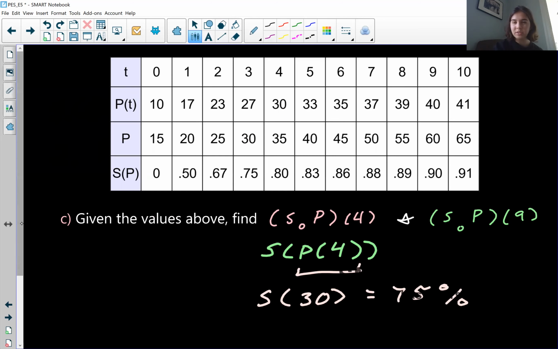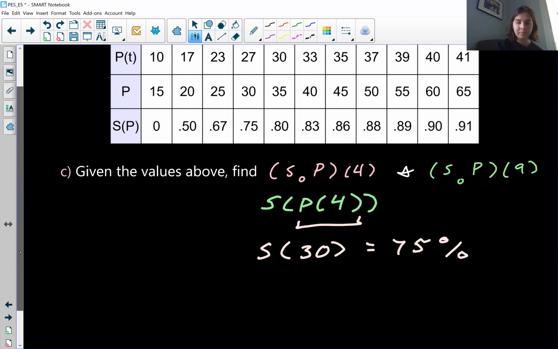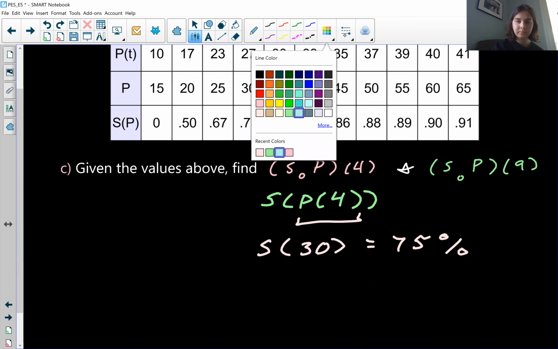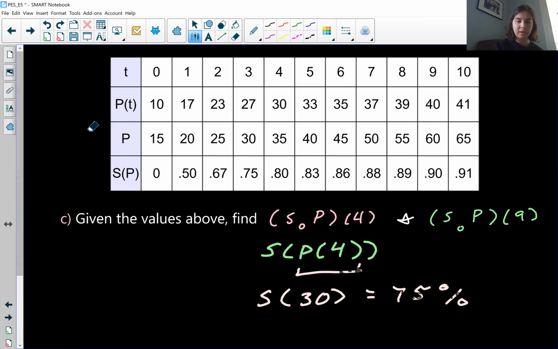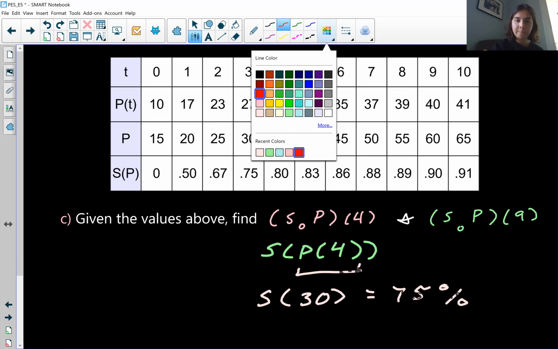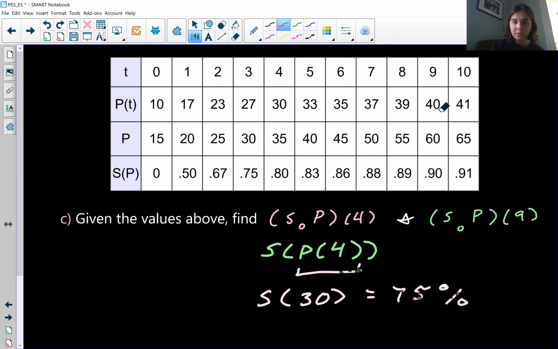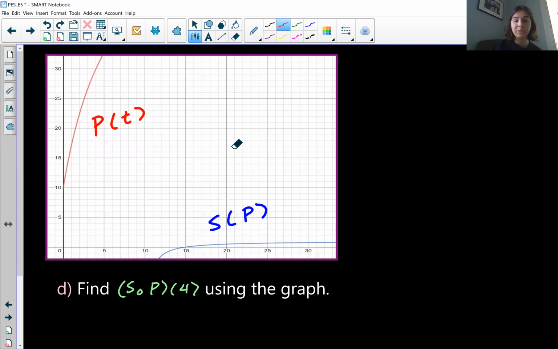So using the tables is really just practice. It's not too complicated. So let's do one more. S of P of 9. So first we need to find P of 9. Can I write on the table? Whoa, I can. Very cool. Okay, P of 9 is going to be right here, 40. And then so we need to find S of 40. So S of 40 is going to give us 83%.